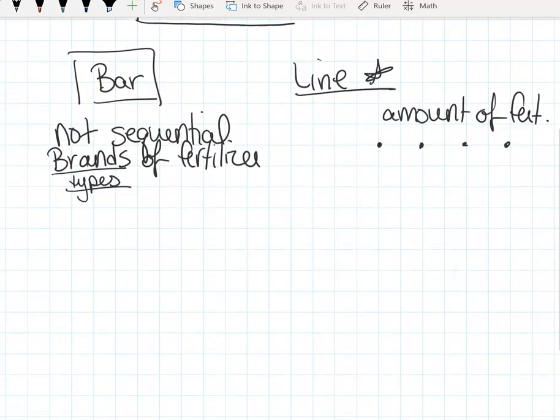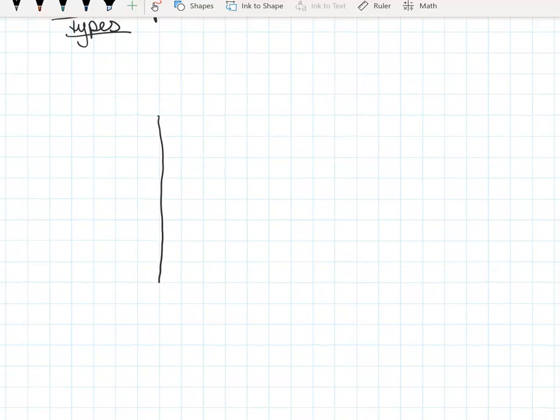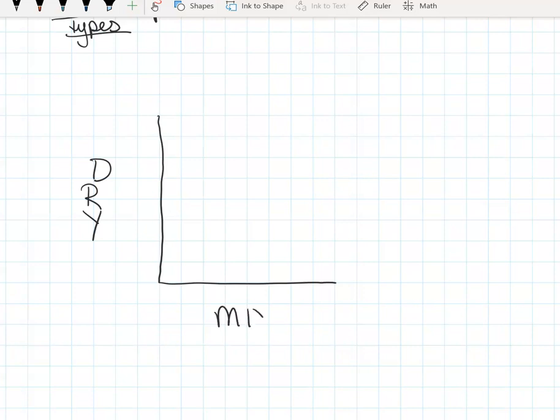The next thing that we're going to talk about is what variable goes where. So when you have a graph, I'm going to show you an easy trick how to remember this. If you can remember the phrase DRY MIX, this tells you that the dependent variable is on the y-axis and the independent variable is on the x-axis. That is always the case with any graph that we do. Okay, so you want to make sure that you remember DRY MIX. The dependent variable goes on the y, the independent variable goes on the x.